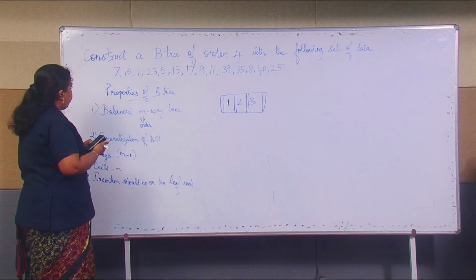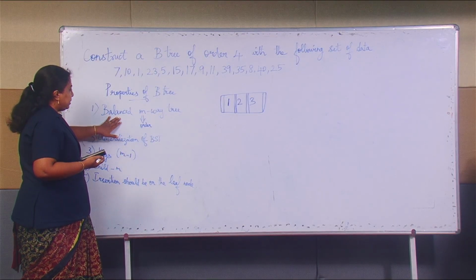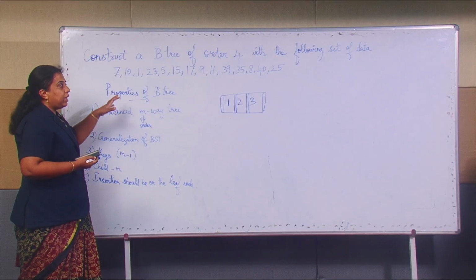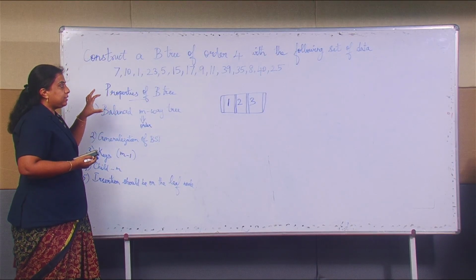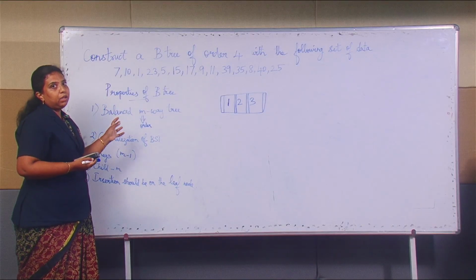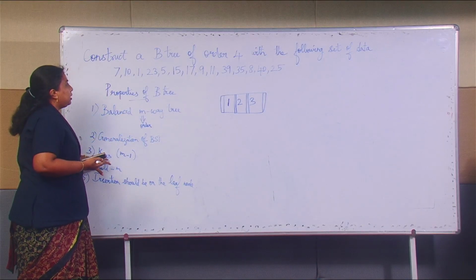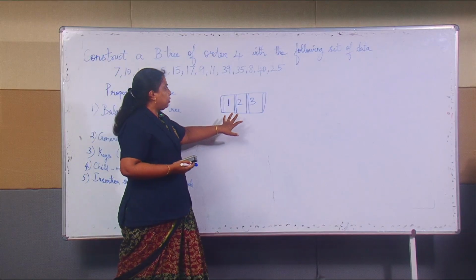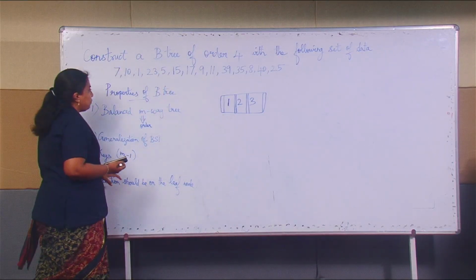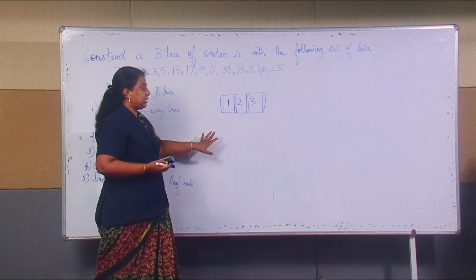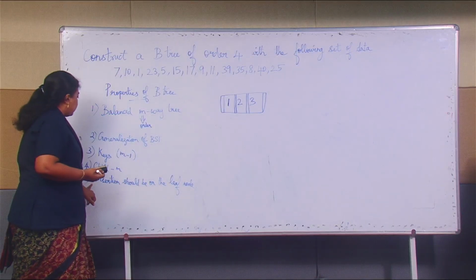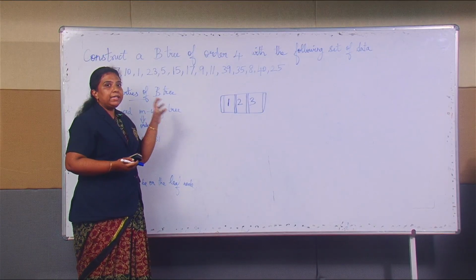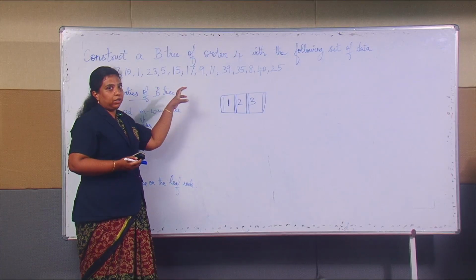So hope you are clear with the properties of B tree. It is a balanced tree, generalized format of binary search tree, where the left value will be lesser than the root value and the right value will be greater than the root value. The keys will be, if the order is 4, m minus 1, so 3 keys, and the number of children for 3 keys will be maximum of 4 children, and the insertion should be done only on the leaf node. It cannot be inserted in the internal node or in the root node.